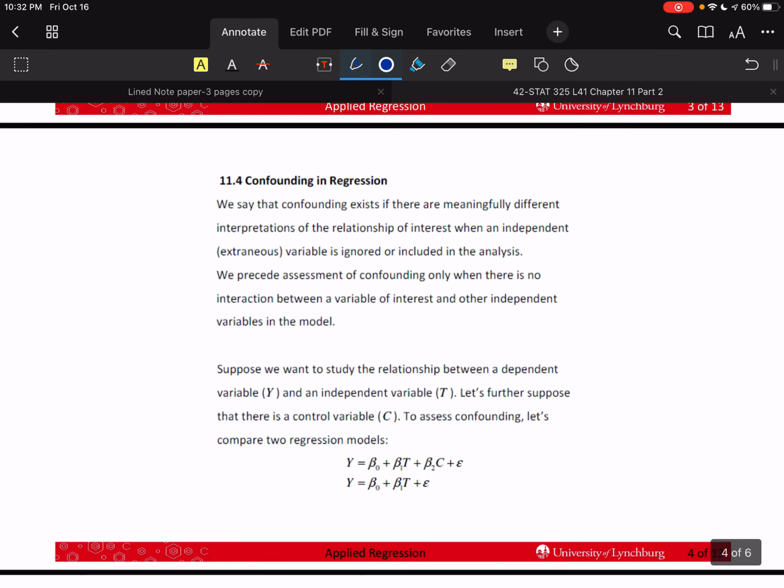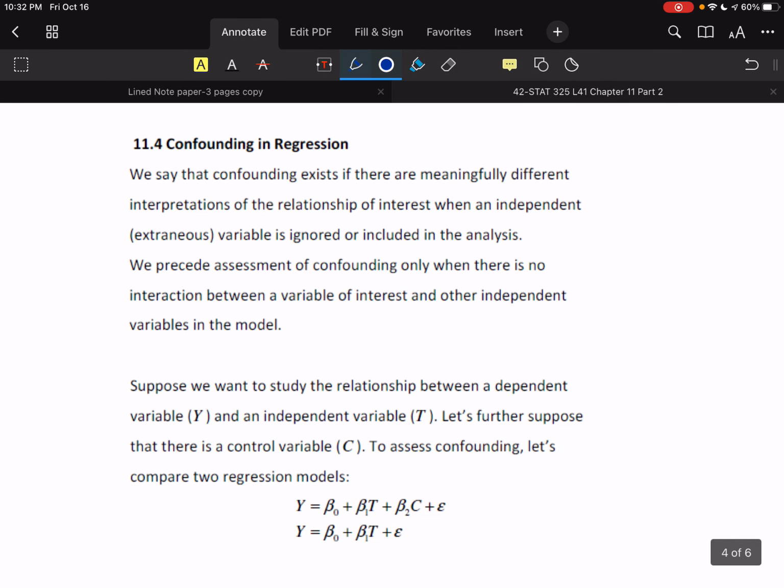Now, in this section, we're going to look at confounding. We say that we have confounding if we have meaningfully different interpretations of the relationship that we're interested in when one extraneous independent random variable that we're not really interested in is included in the analysis or not included in the analysis. We're only going to talk about confounding when we do not have interaction between our variable of interest and other independent variables in the model, because interaction really complicates things even further.